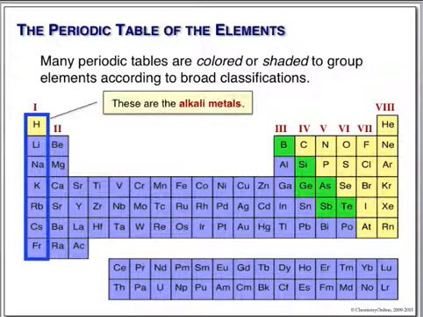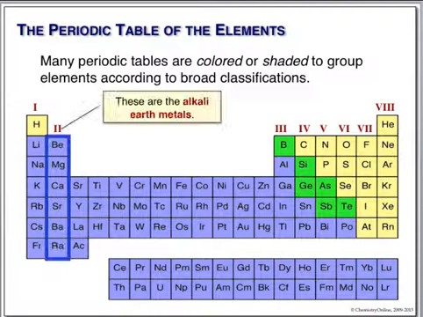Over here in group 1, these are referred to as the alkali metals. Important ones to know again are the top 4. Next to them, we have a group called the alkaline earths. Probably the first 4 or 5 would be interesting as well.